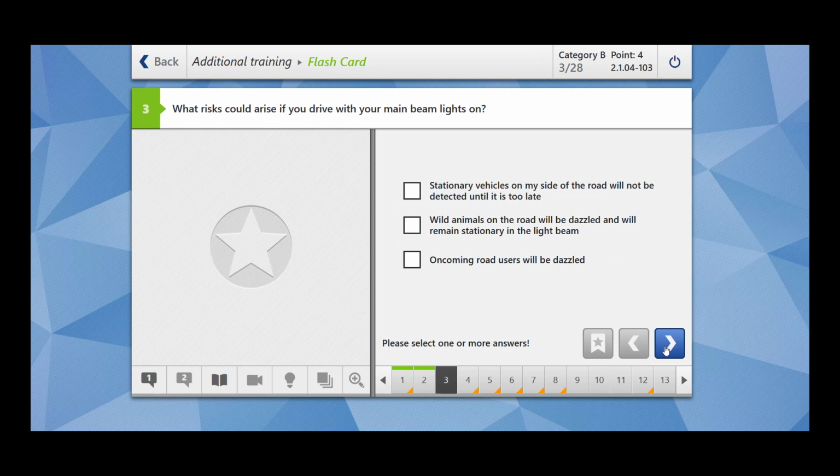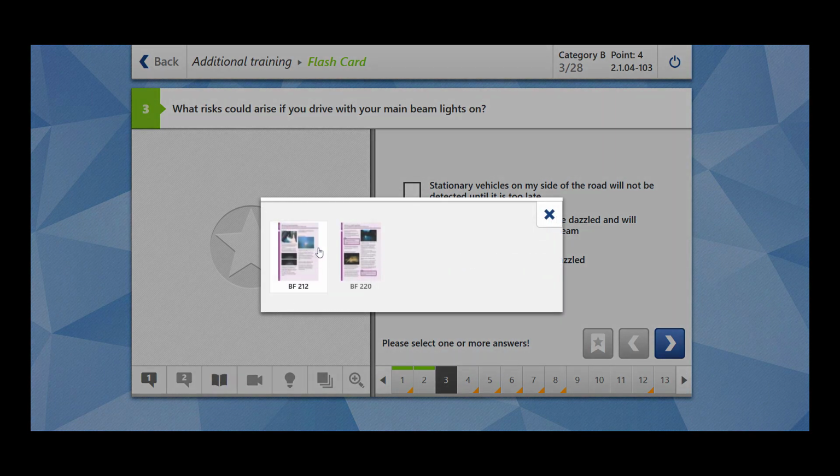What risk could arise if you drive with your main beam lights on? Stationary vehicles on my side of road will not be detected until it is too late. This is wrong, because if your main beam lights are on, then you are able to see with a greater range. Wild animals on the road will be dazzled and will remain stationary in the light beam. This can happen because of the high beam lights. Oncoming road users will be dazzled. This is also correct. So let me show you in the ebook.